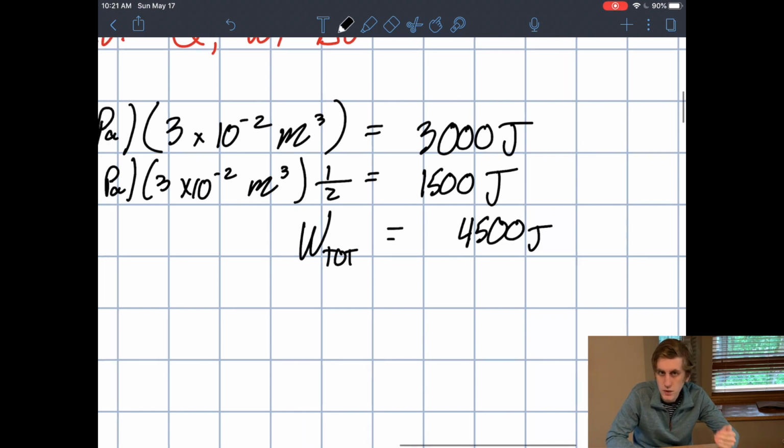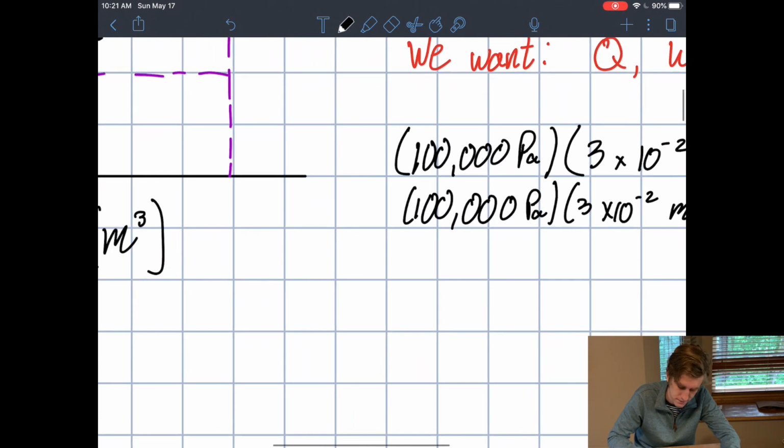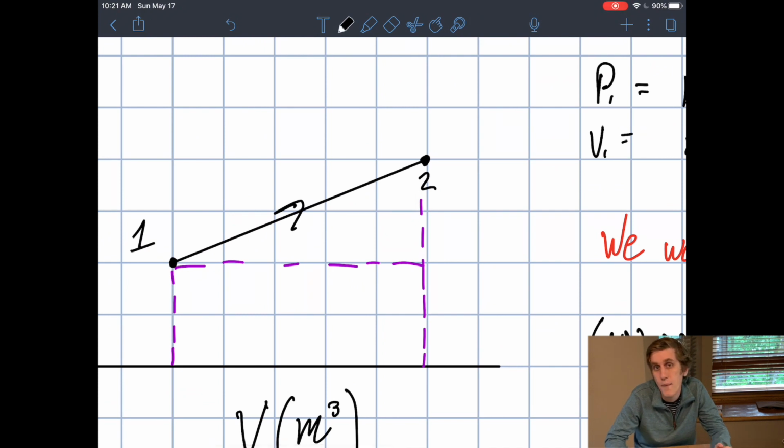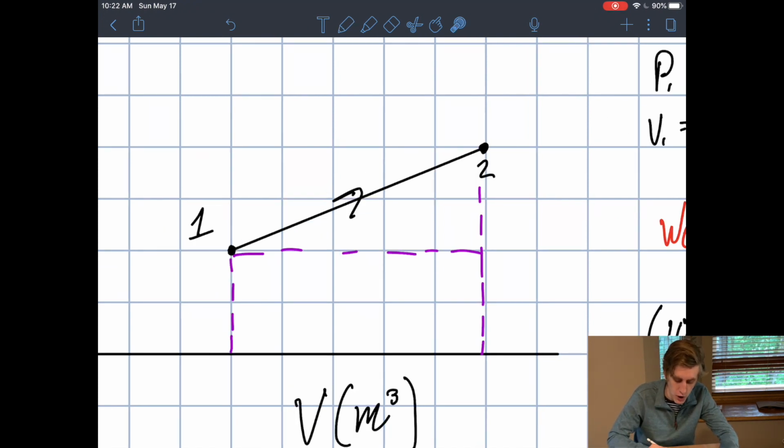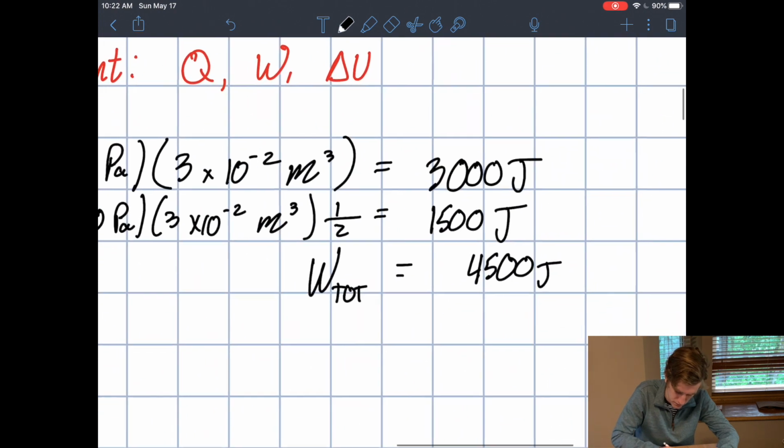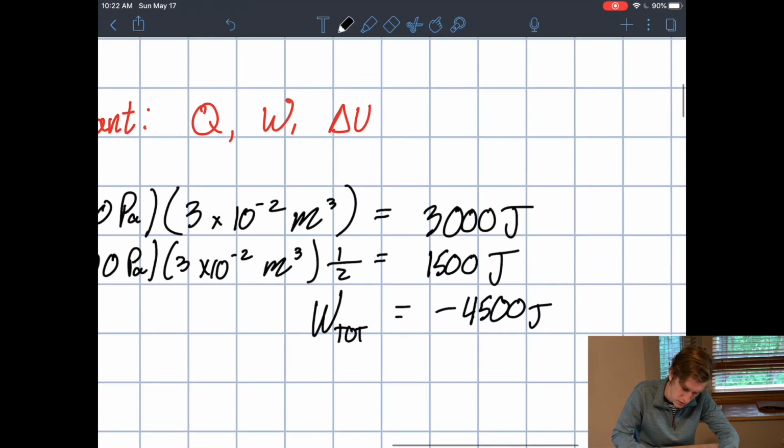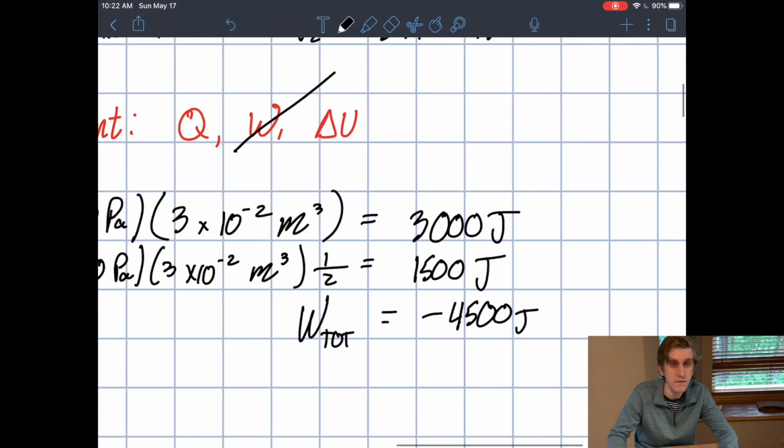But is this work positive or negative? Well, we know that positive work is done when the volume of a gas is decreasing, because in general, work is equal to the negative pressure times the change in volume. In this case, our volume is increasing, so we know that the work being done must be negative. So we've got one done. We found work for this process.